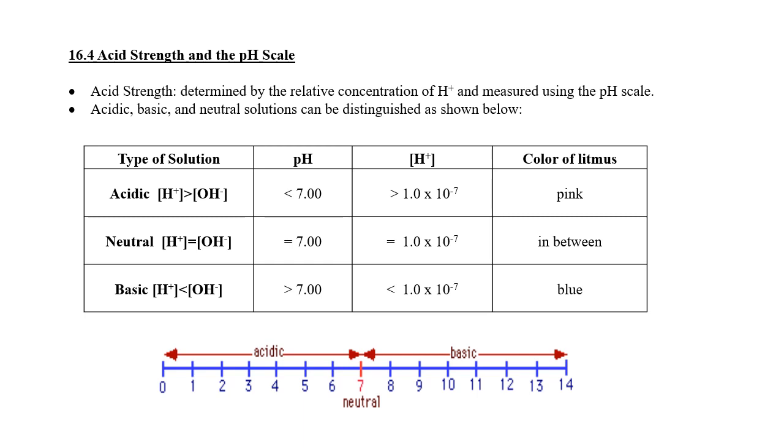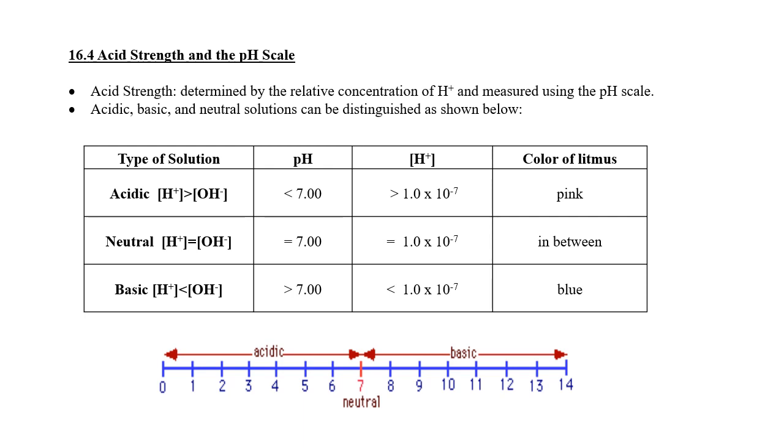Hello everyone. The following notes are going to cover 16.4 to 16.5, mainly dealing with acid strength and the pH scale for strong acids and strong bases. We'll get into weak acids and bases later. Acid strength is determined by the relative amount of hydronium, or H+, that gets produced. And one way to quantitatively measure this is by using the pH scale.